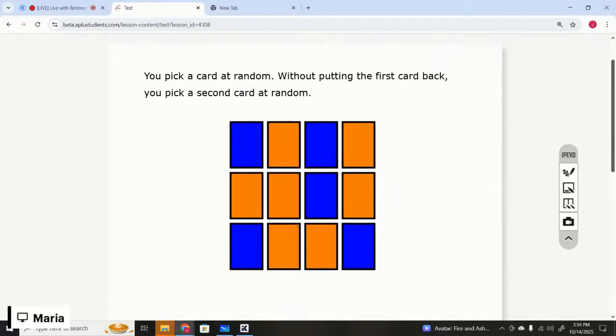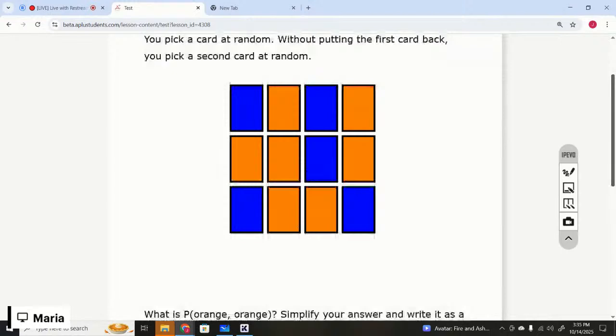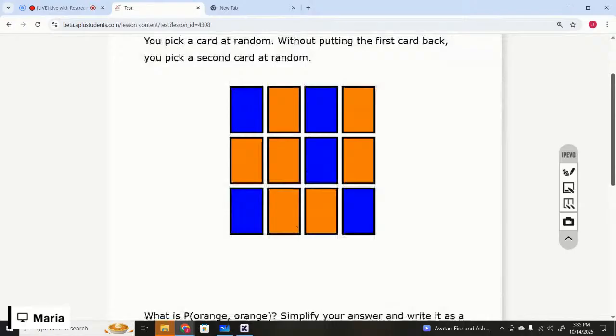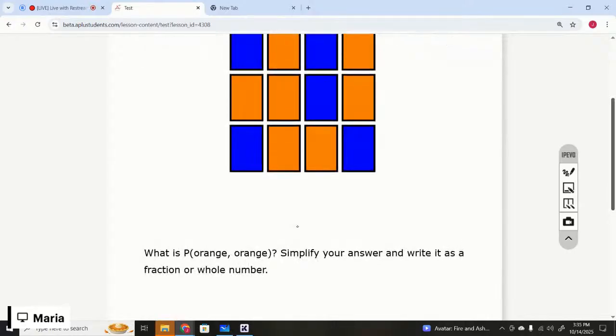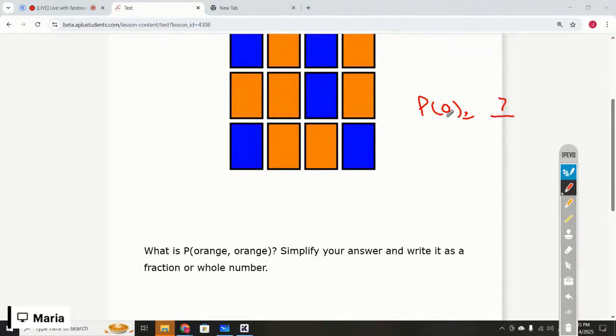You pick a card at random, and without putting the first card back, pick a second card at random. What is the probability of orange, orange? The probability of orange is 1, 2, 3, 4, 5, 6, 7 out of 8, 9, 10, 11, 12. 7 out of 12.